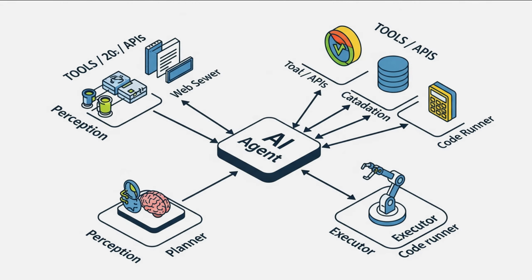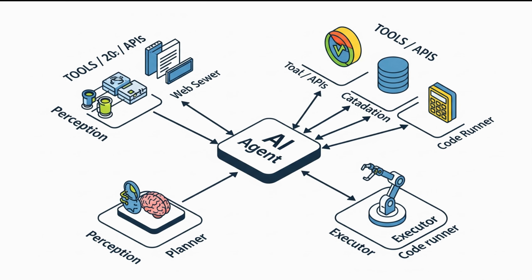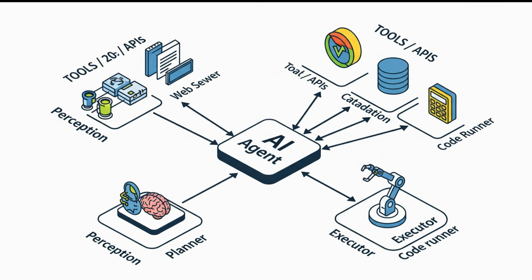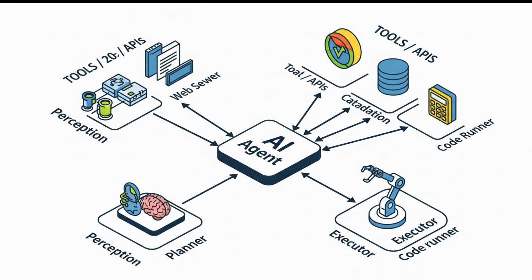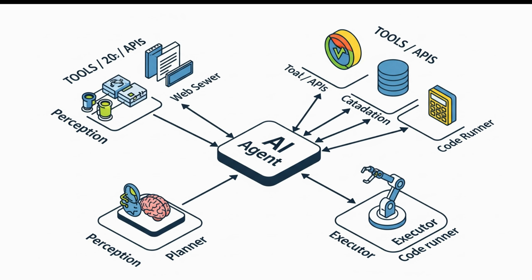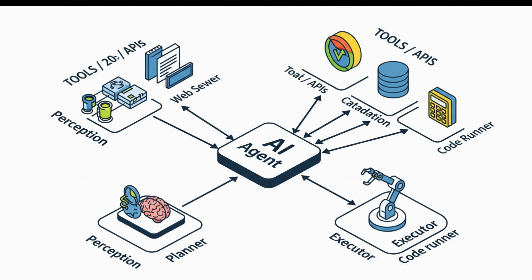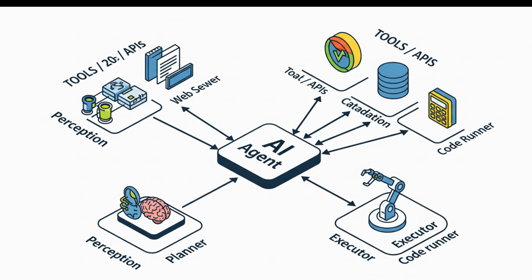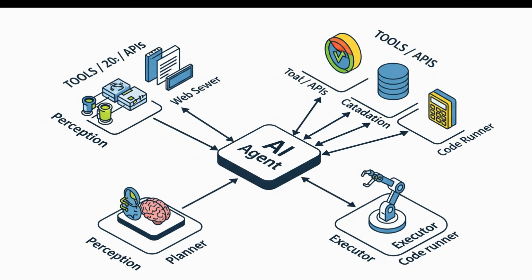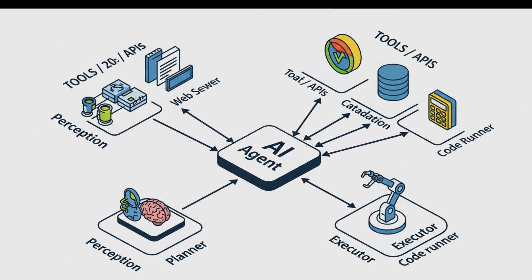So what's an AI agent? Think of it as an autonomous program that observes inputs, plans actions, and uses tools to achieve goals. Unlike a static model that only answers text, an agent can call external functions, APIs, local tools, or cloud services to gather data or perform tasks.